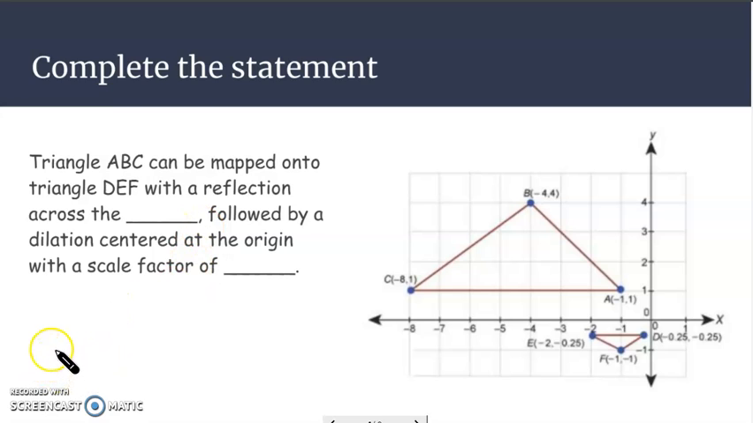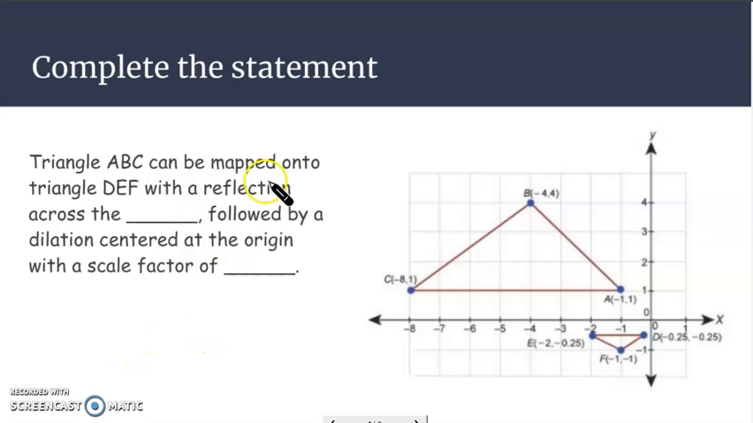Hello again. Today we're going to talk about multiple transformations on objects on the coordinate plane, describe the transformations, and see what kind of figures they produce. Here we're just going to complete a statement so you can see a transformation has already happened.